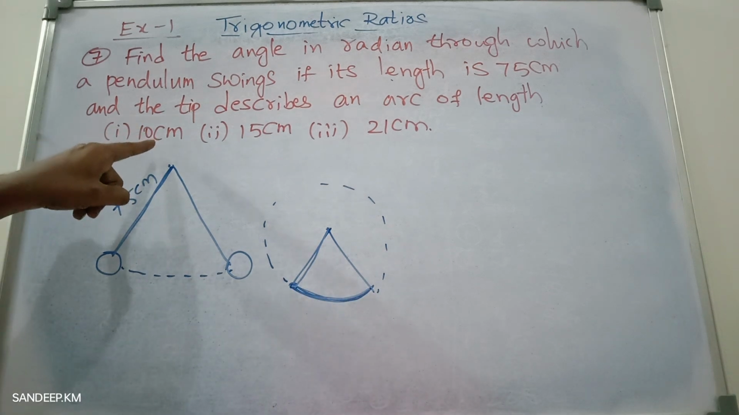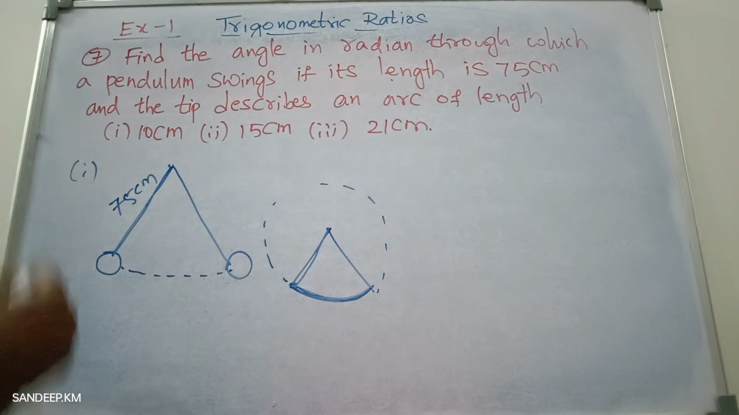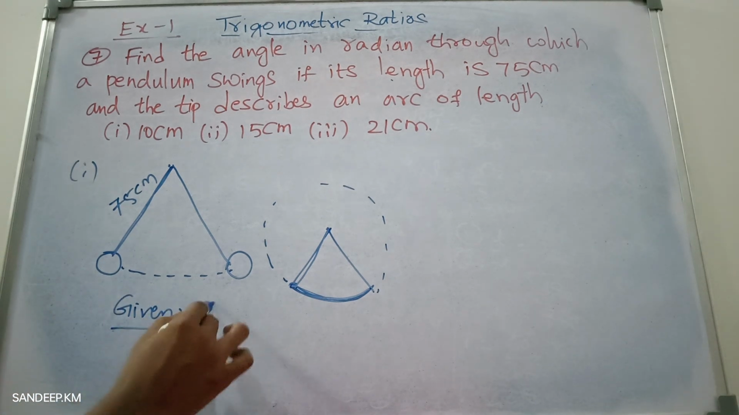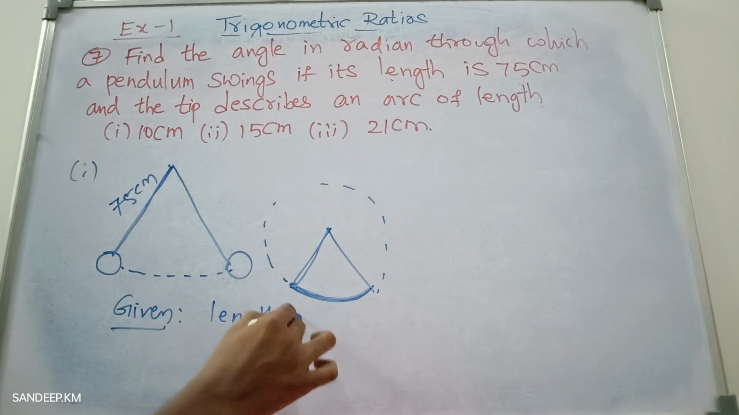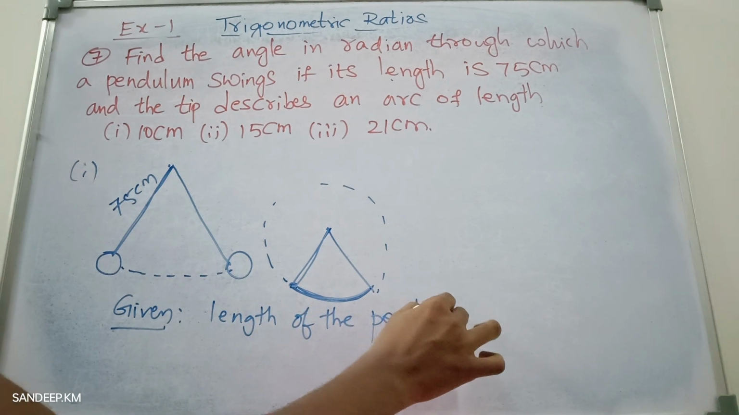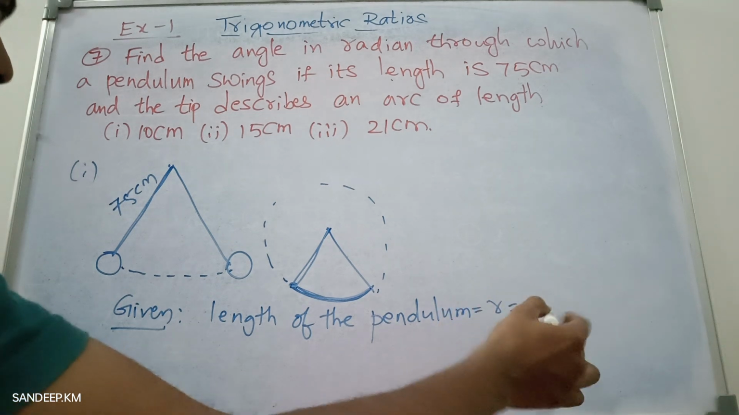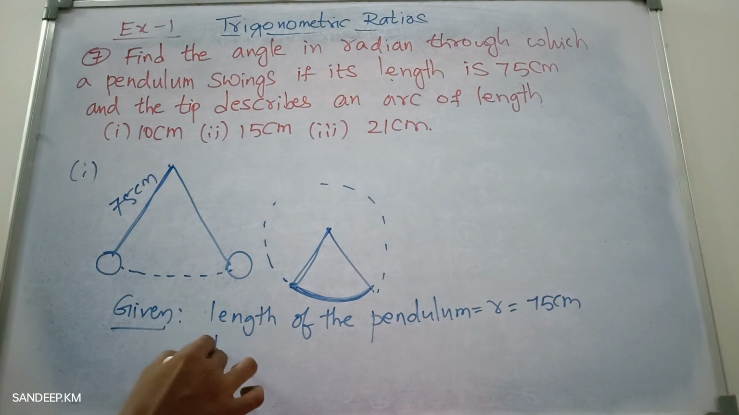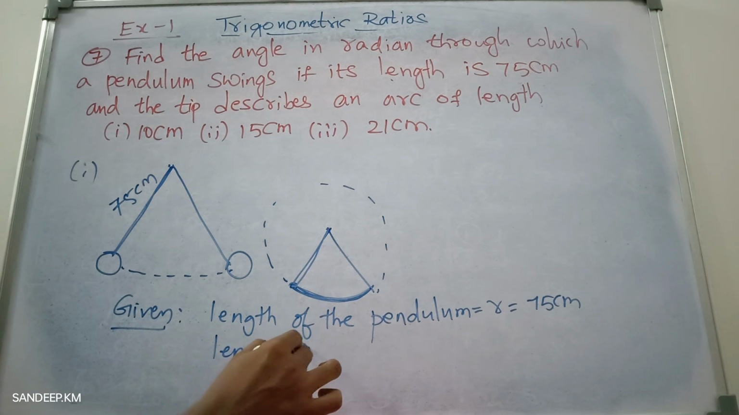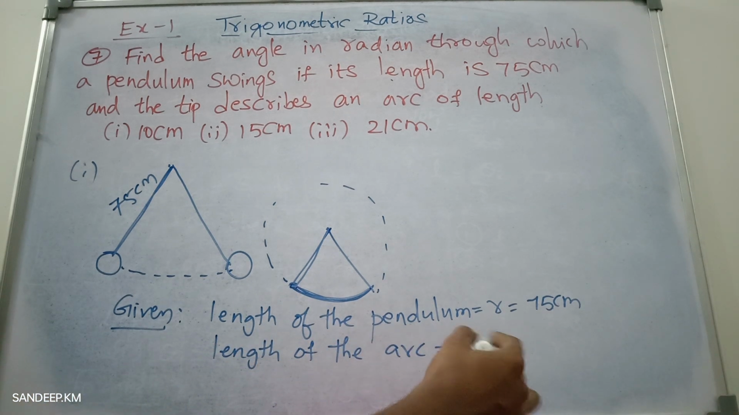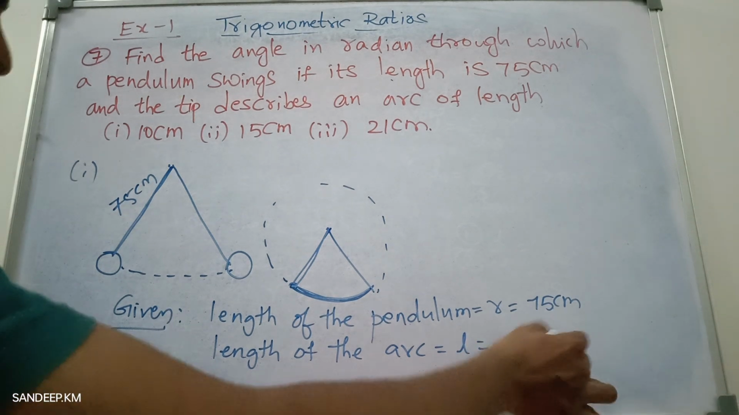In the first case, it is 10 centimeters. So let us go for the first case. First of all, what is the given information? Given information: length of the pendulum, which is equal to the radius, is 75 centimeters. And next, they have given the length of the arc, L, which is equal to 10 centimeters in the first case.